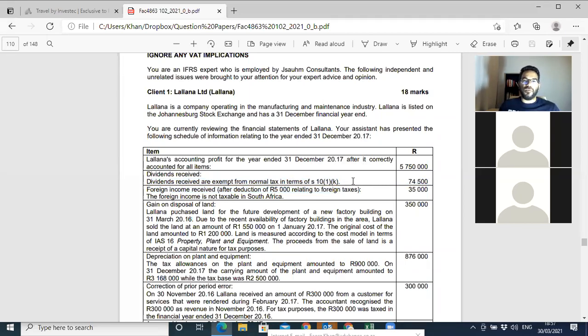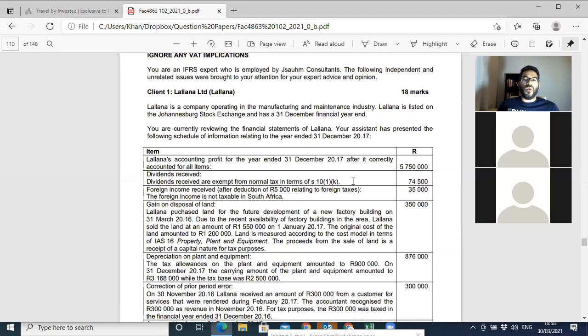So what did accounting do? Accounting said debit bank, credit revenue, or credit other income, wherever they want to put dividends. So let's assume they put dividends in other income. Accounting would say debit bank, credit other income. What did that do to profit? It increased profit. As a result of an increased profit, accounting expects an increase in tax. However, from a SARS perspective, dividends received is exempt.